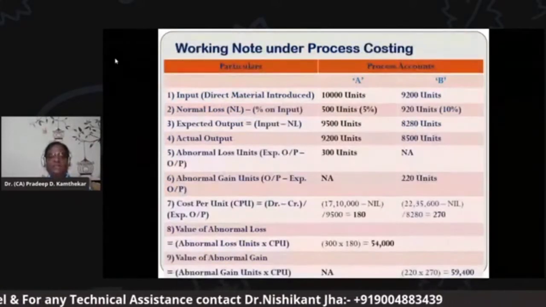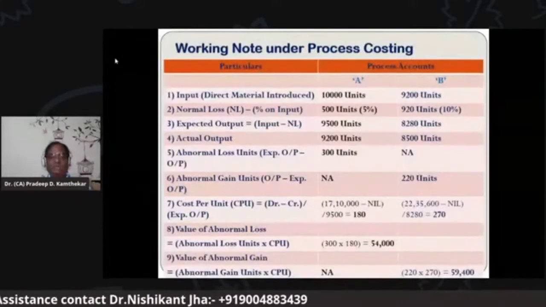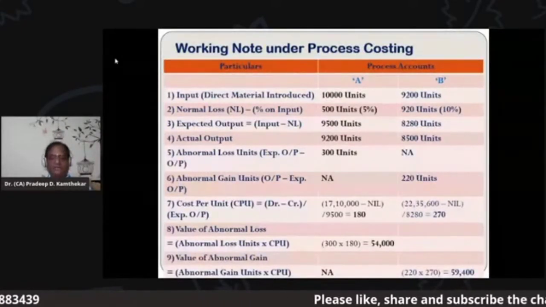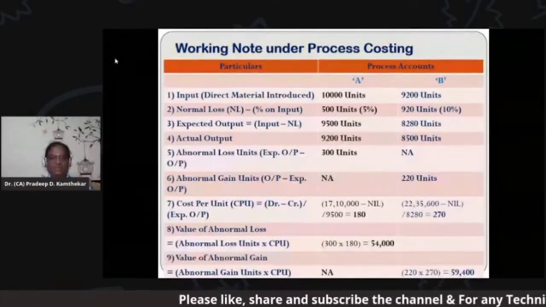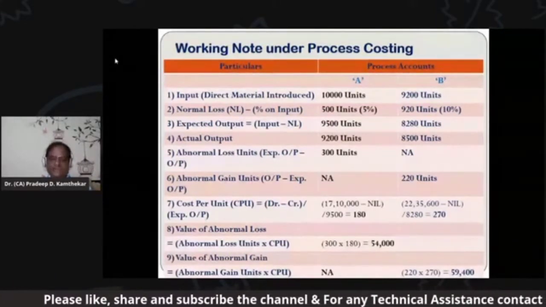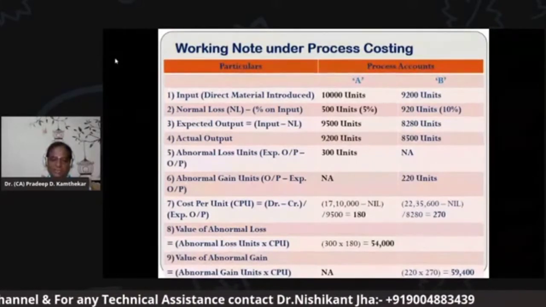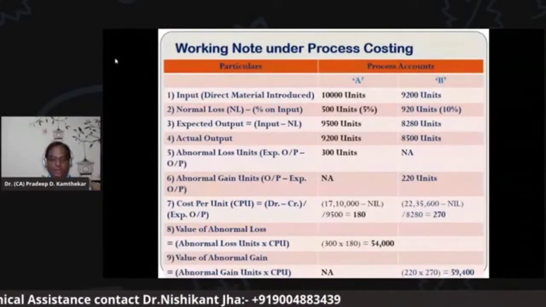Same working, 10,000 units input, 5% normal loss, so 500 of 10,000. So 10,000 minus 500, 9,500 is the expected output. Actual output is given 9,200. So 300 units are loss more, that is extra loss. So 300 units are abnormal loss.